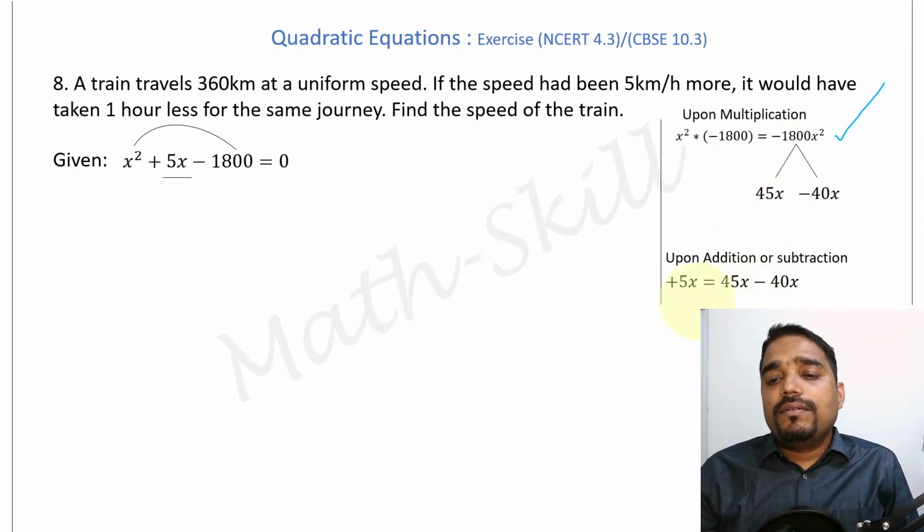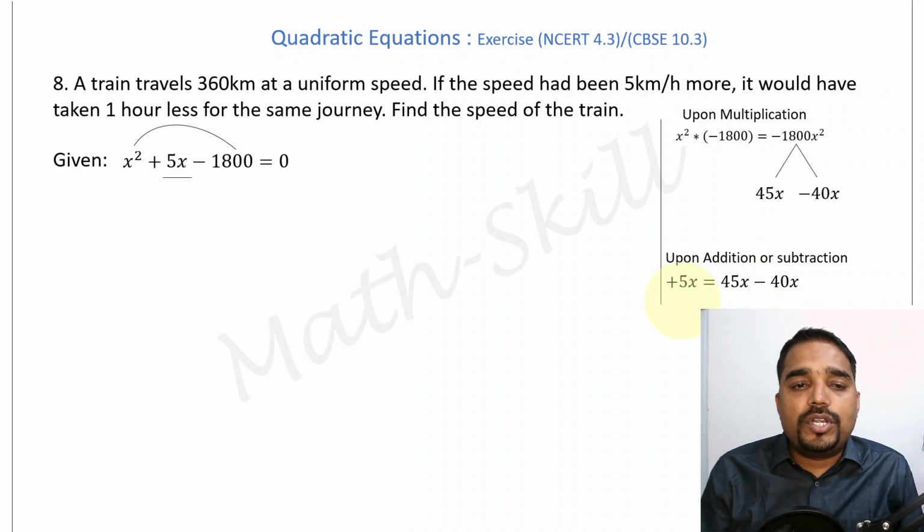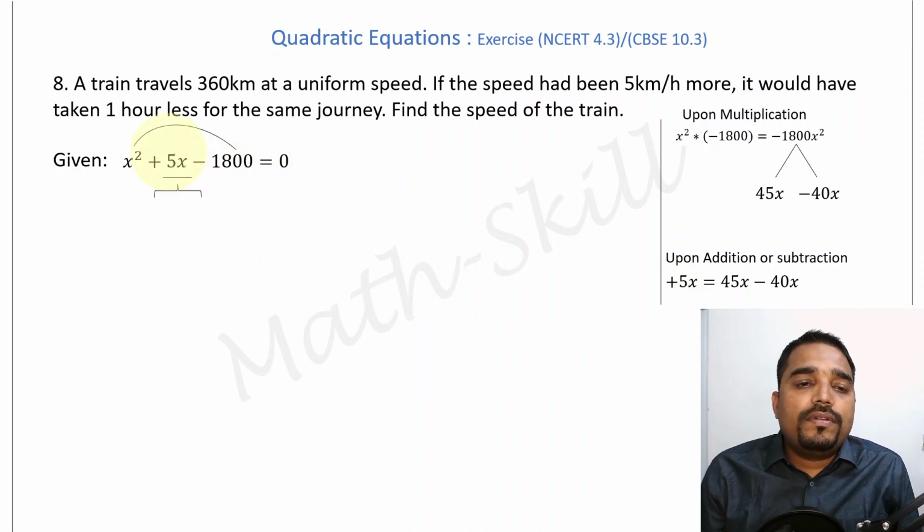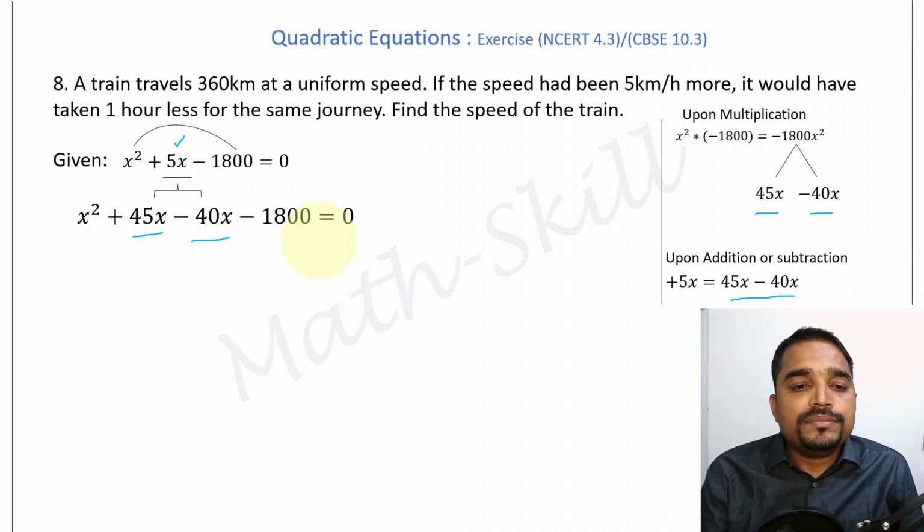So upon multiplication, we are able to get minus 1800 x square, and upon addition or subtraction, we are able to get plus 5x. Now let us substitute in place of the middle term, that is in place of plus 5x, let us substitute the selected factors as plus 45x and minus 40x. That is, other two terms x square and 1800 would remain as it is, whereas in place of 5x, let us substitute by plus 45x and minus 40x. Now we see that instead of 3 terms which were there earlier, the equation is now containing the 4 terms.